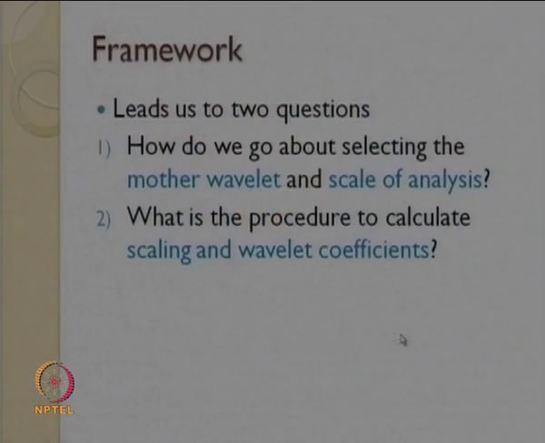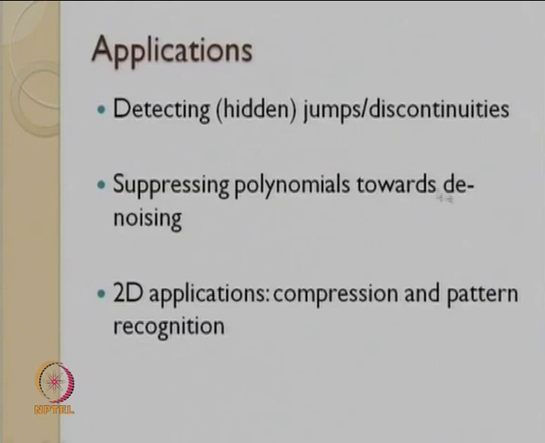We have already seen one application where we detected the hidden discontinuity. Now, that was the application where we relied heavily on the wavelet function. But if you remember, unirate DSP is all about designing filters, and multirate DSP is all about designing filter banks. So, along with that high pass filter in psi function, we also have a low pass filter in phi functions. So, the second application is in a way dependent on the nature of phi function. So, from the slides, the second application is about suppressing the polynomials towards denoising the underlying signal.